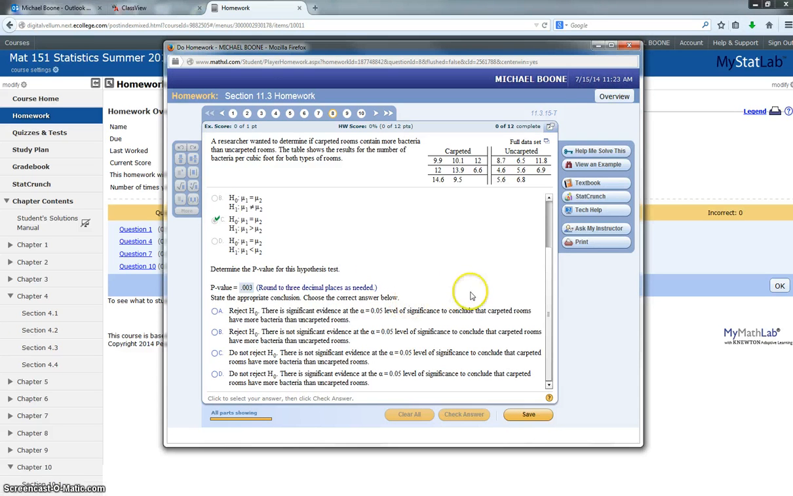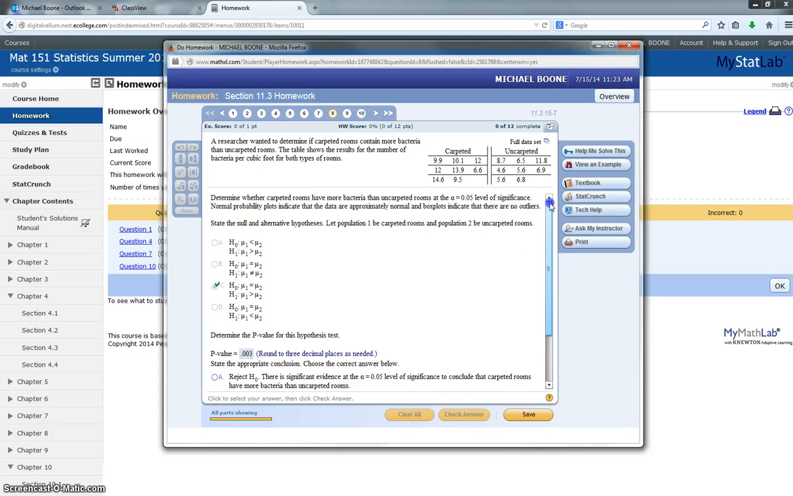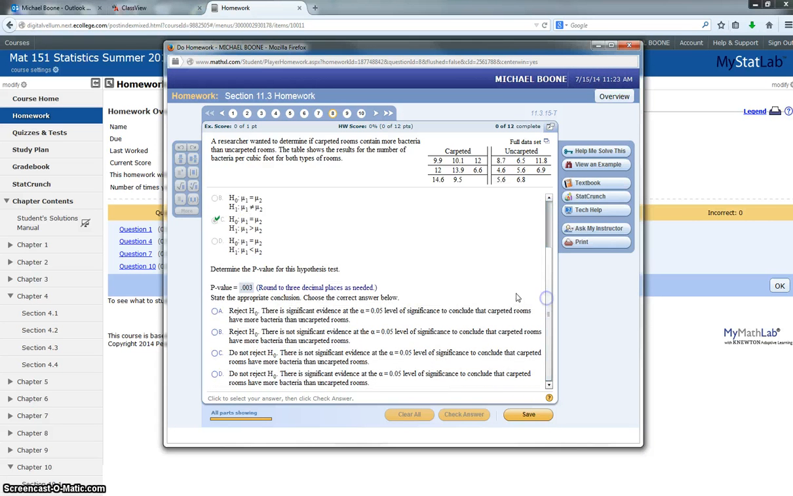And then lastly, am I going to reject or fail to reject? Since my p-value is low, the H-naught has to go. I said my alpha, I believe, was 0.05. So I'm going to reject because there is significant evidence. So I'm rejecting, and there is significant evidence that carpeted rooms have more bacteria. So there's an example from Chapter 11, Section 3, dealing with independent samples and comparing the means of independent samples.